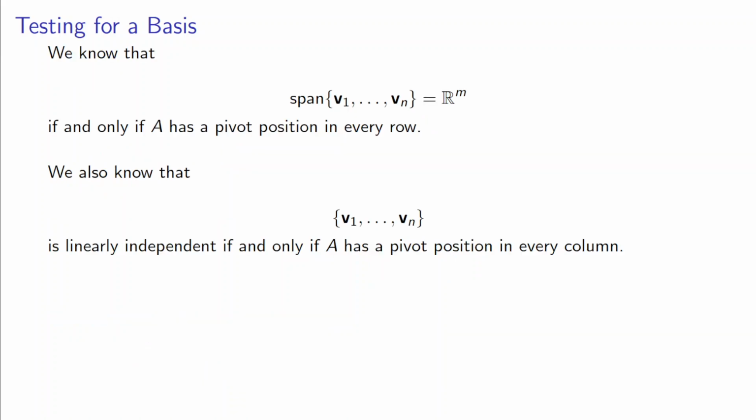And so we know that the span of a set of vectors equals Rm if and only if that matrix A, whose columns are given by those vectors, has a pivot position in every row. That is something we studied in a previous section. We also know that that set v1 through vn is linearly independent if and only if that matrix A, again, whose columns consist of the vectors in the set, has a pivot position in every column.